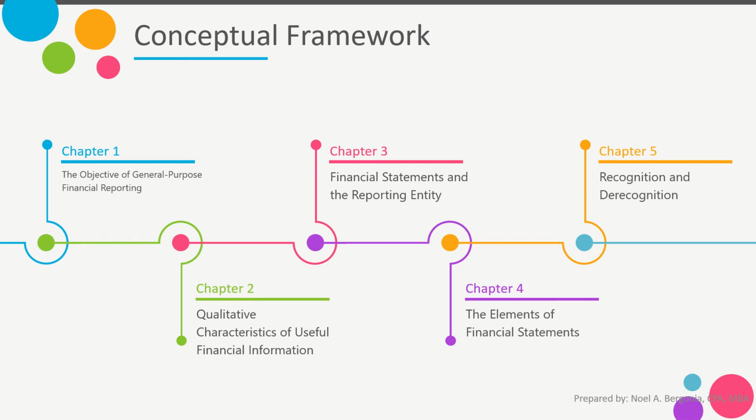Then in Chapter 3, we talked about the financial statements and the reporting entity. The financial statements are the reports or the output on which the decisions of the users would be relied. We discussed various examples of financial statements, especially for the parent and subsidiary relationship, such as consolidated financial statements, unconsolidated financial statements, and combined financial statements. And the reporting entity is the one responsible for the preparation of these financial statements.